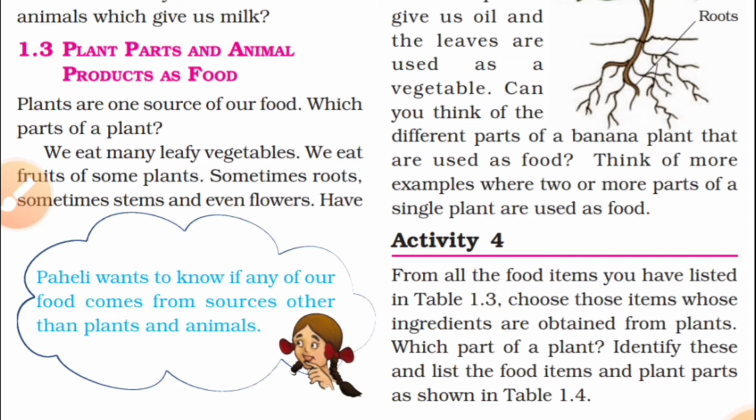Banana is a fruit, and also a vegetable. So think of more examples where two or more parts of a single plant are used as food. Banana is one example.